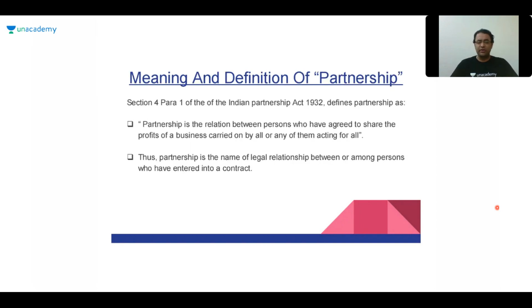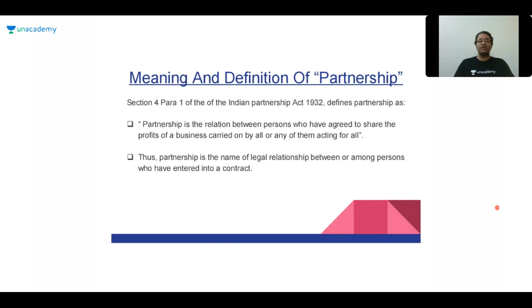Meaning and definition of partnership. Partnership is a relationship between persons who have agreed to share the profits of a business carried on by all or any of them acting for all. So, in simple words, partnership is nothing else but when two or more people come together to form a business or an organization to share the profits and losses of a business which is carried out by all or carried out by one on behalf of all.